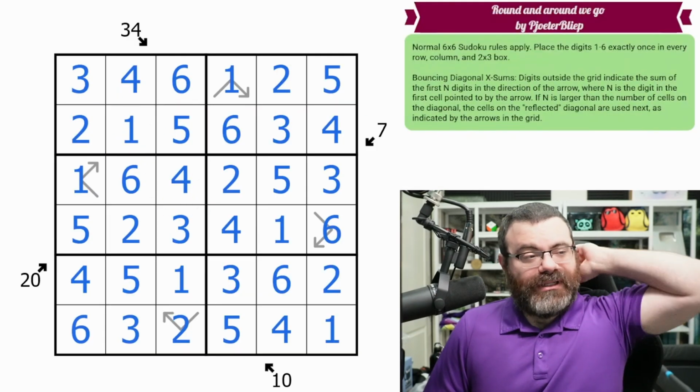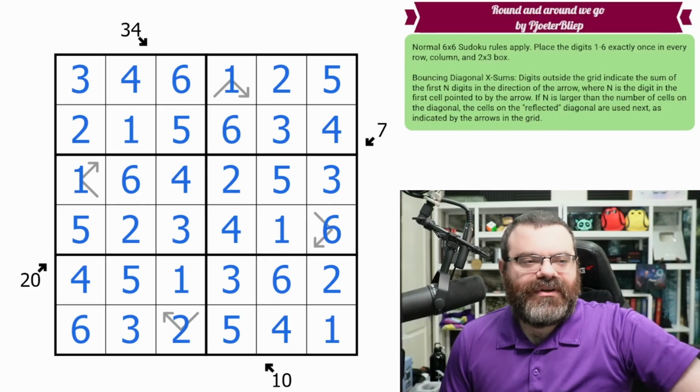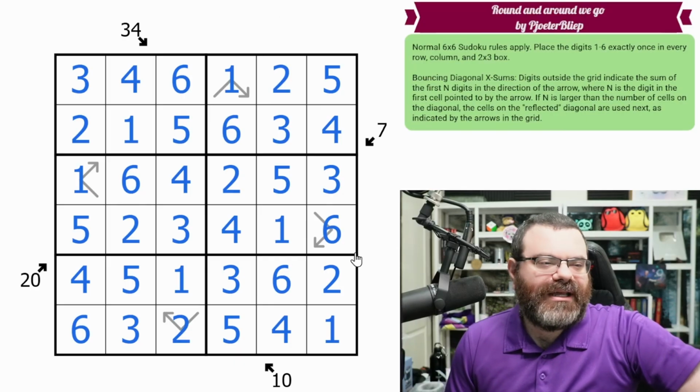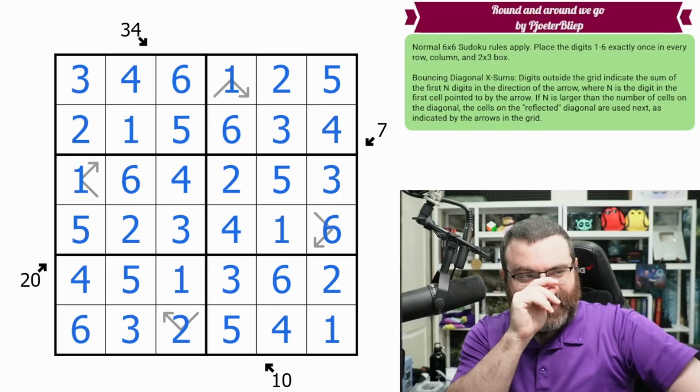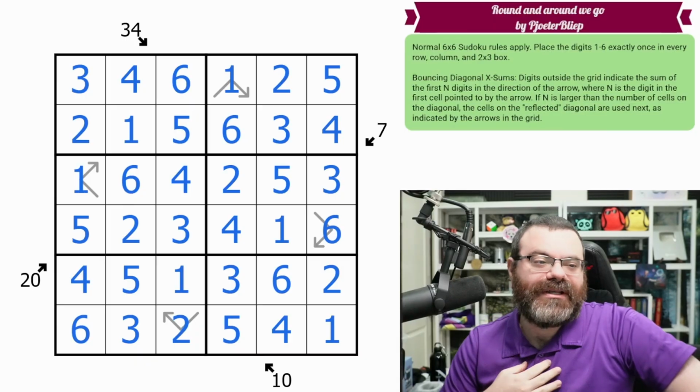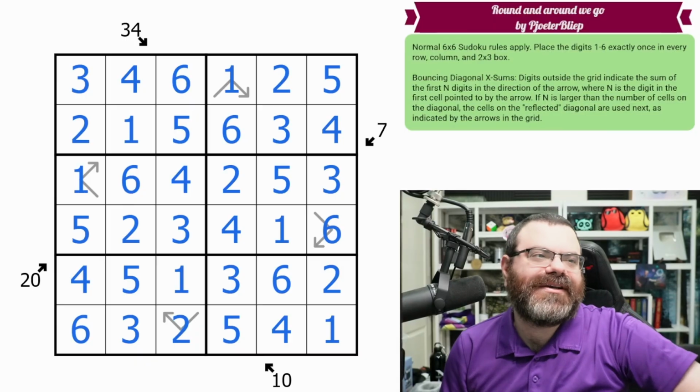All right. Cool. Very nice puzzle, PjoeterBliep. That flowed really nicely. Just remember to do Sudoku. Don't go straight to the next clue. Do as much Sudoku as you can in between clues, and you'll have an easier time thinking about stuff.